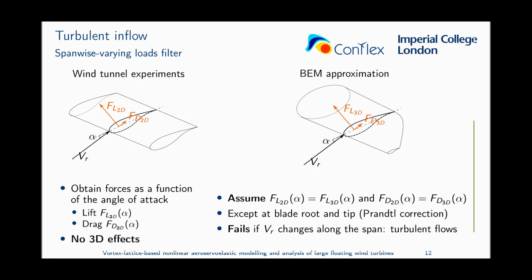If the properties change slowly along the span, this approximation is quite good. However, when we have turbulent flows, the relative velocity VR in the figure changes very quickly along the span, and then we have three-dimensional effects, and the previous assumption is not valid anymore.